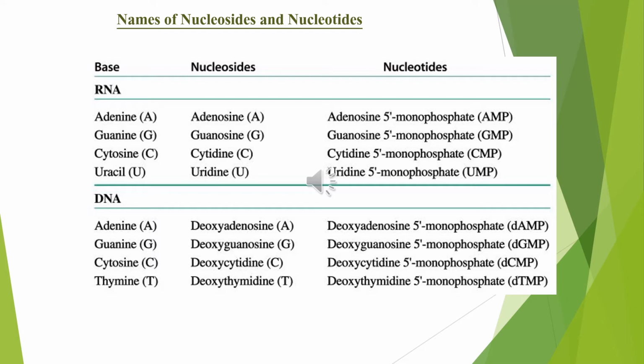While the nitrogen bases in the DNA include adenine, guanine, cytosine, and thymine, and when added to the sugar will be deoxyadenosine, deoxyguanosine, deoxycytidine, and deoxythymidine, which are referred to as the nucleosides, and the whole nucleotides will be deoxyadenosine 5 monophosphate, deoxyguanosine 5 monophosphate, deoxycytidine 5 monophosphate, or deoxythymidine 5 monophosphate.